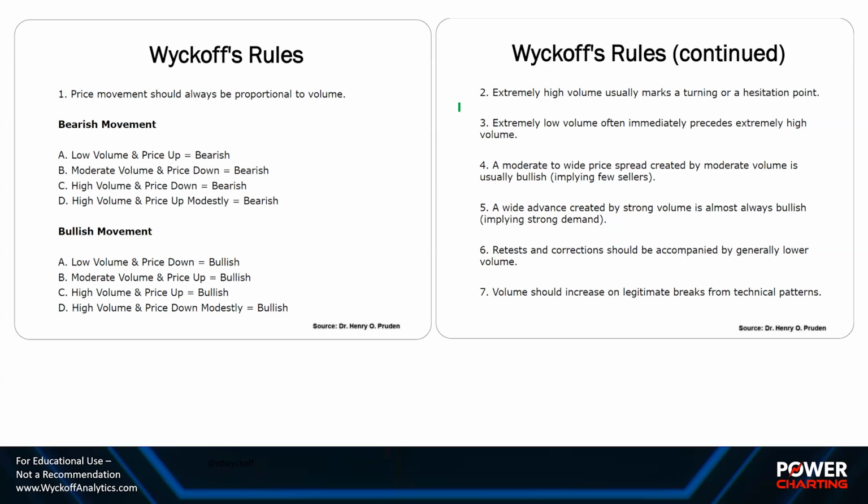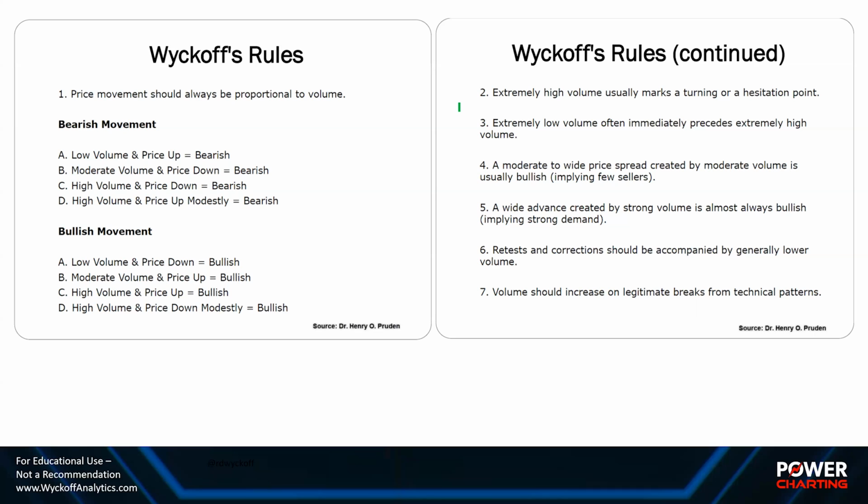And so number four, a moderate to wide price spread by moderate volume is usually bullish, implying few sellers. So price is able to move easily in the upward direction. It's not taking a lot of volume, but moderate volume to drive prices up. That's good. Five, wide advance, and I'm going to show you examples of these. Five, wide advance created by strong volume is almost always bullish. So wide spread in prices, strong volume, active demand, driving prices up, that's bullish.